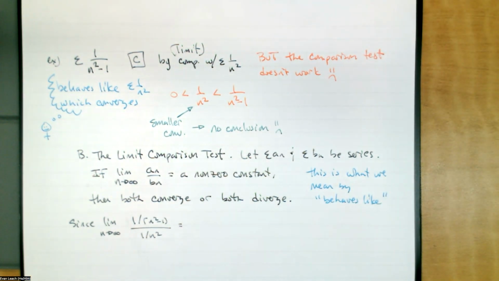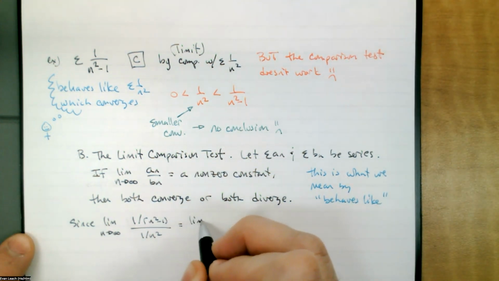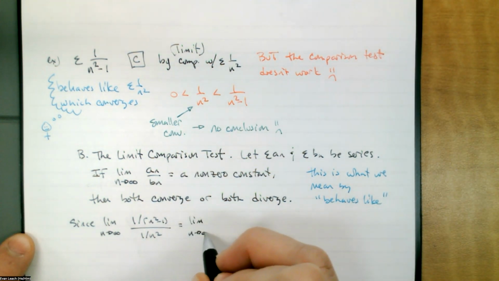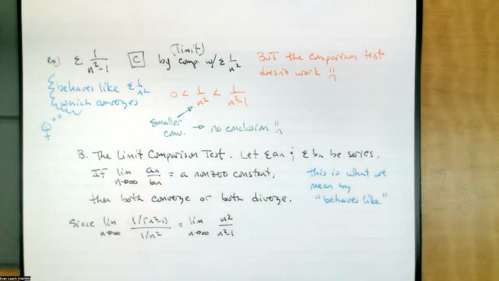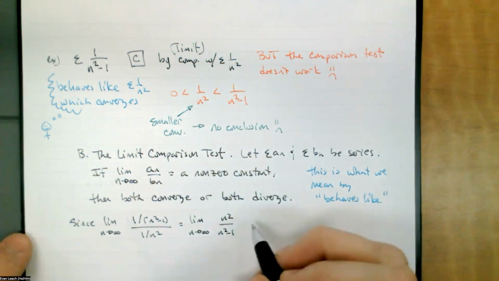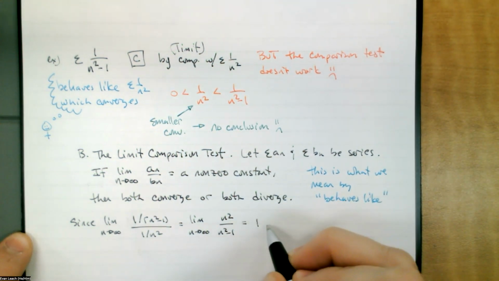The limit as n goes to infinity of 1 over n squared minus 1 over 1 over n squared is just going to be n squared over n squared minus 1. What's going on is that 1 over n squared minus 1 is going to 0, and 1 over n squared is also going to 0, and they're going to 0 kind of together. And that's what happens when we get a non-zero constant for our limit.